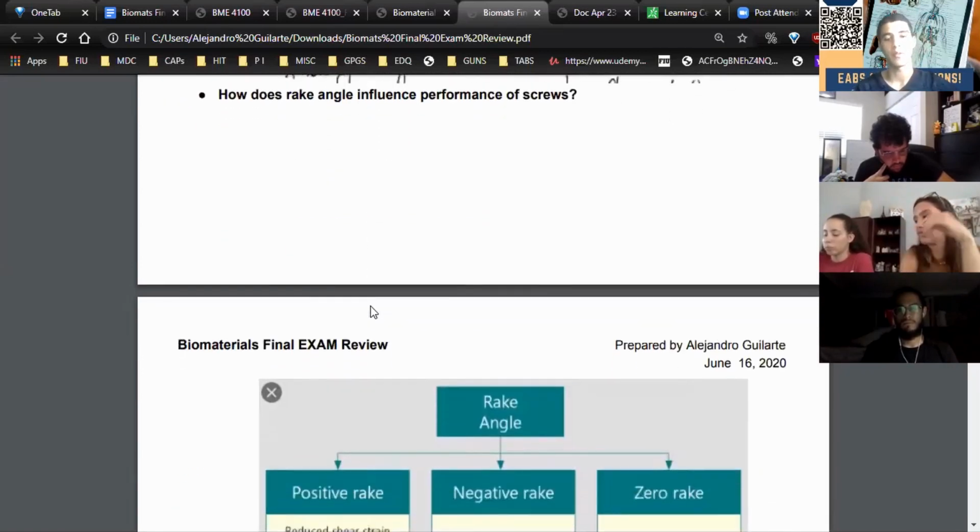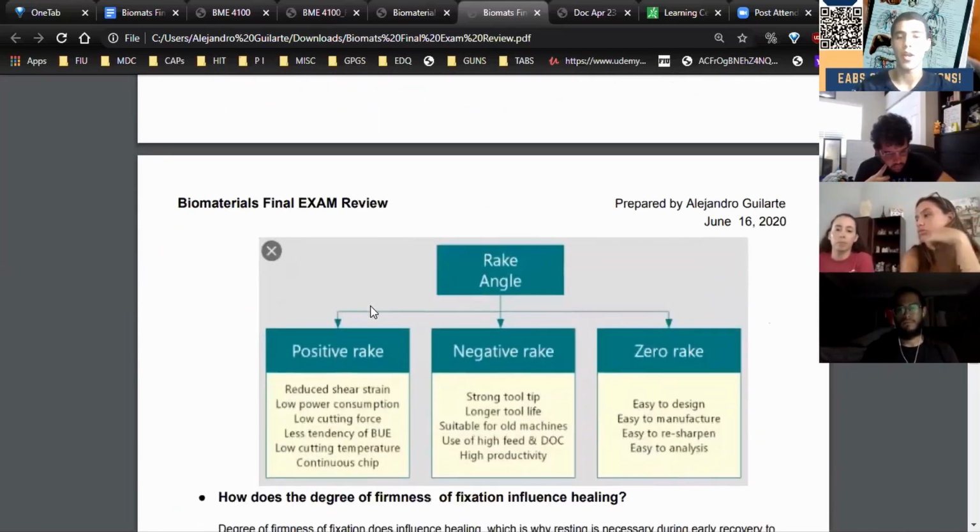So rake angle is pretty straightforward. You have positive rake, negative rake, and zero rake. The major difference is that for positive rake, you need to apply more force when you're drilling it. It shears less, but it will cut faster. So if you're drilling something with a positive rake angle, you need to apply more force to it, which is why, at least my dad leans against the drill when he's drilling something, so that's probably a positive rake angle.